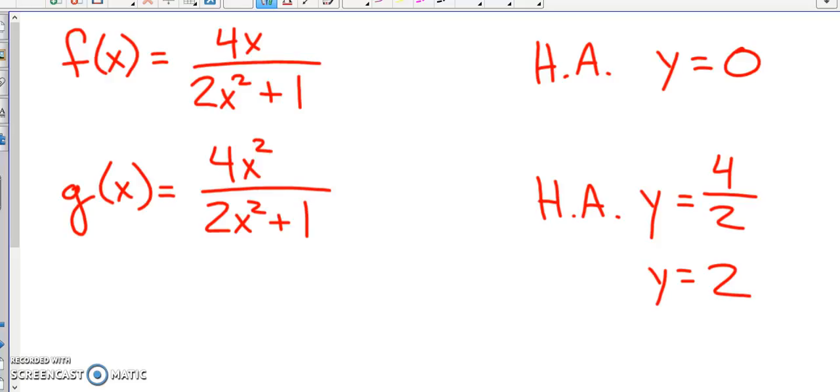And the reason why I wrote it like that at first is that it emphasizes to you where this 2 comes from. It doesn't come from the degree. It doesn't come from this 2 right here. It comes from 4 divided by 2.